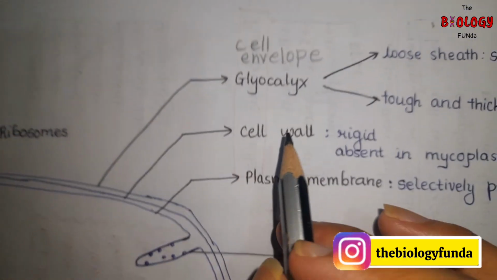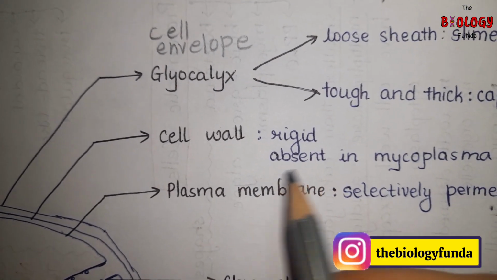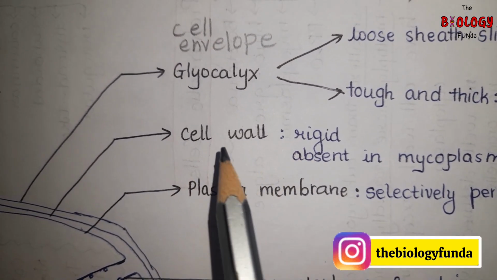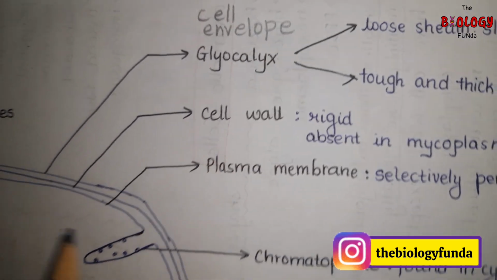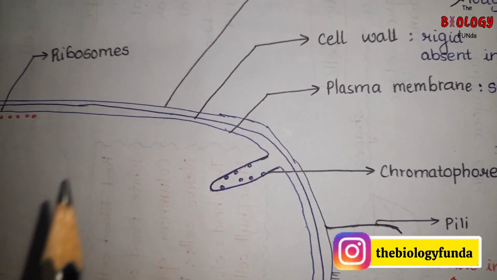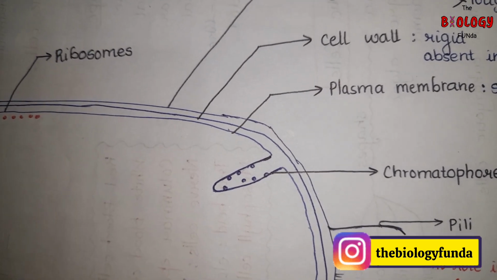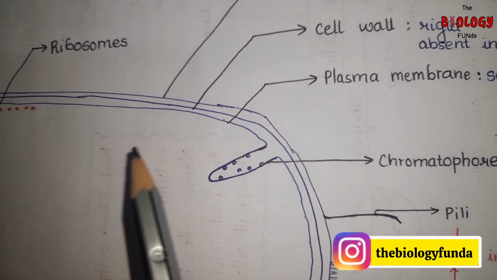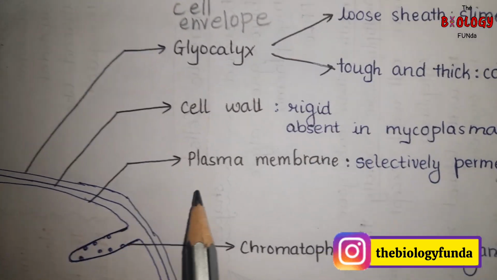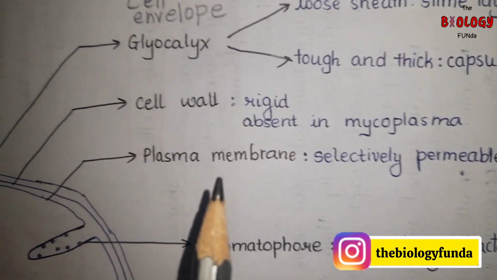Next, middle layer is the cell wall, which is rigid and it is absent in mycoplasma. What is the function of cell wall? It gives shape to the cell and it also protects the cell from collapsing, bursting. Then lastly we have plasma membrane, which is selectively permeable.